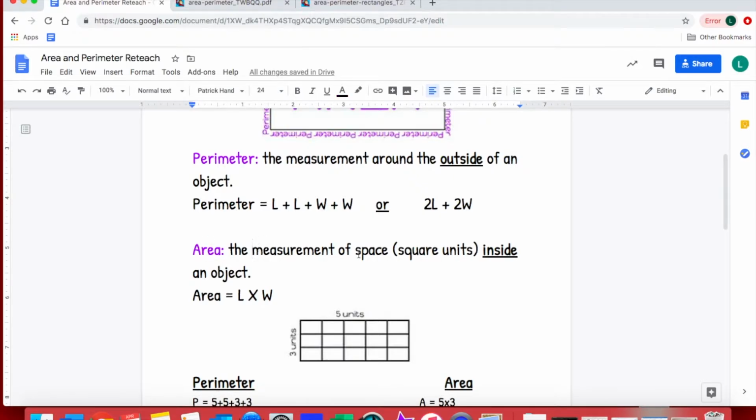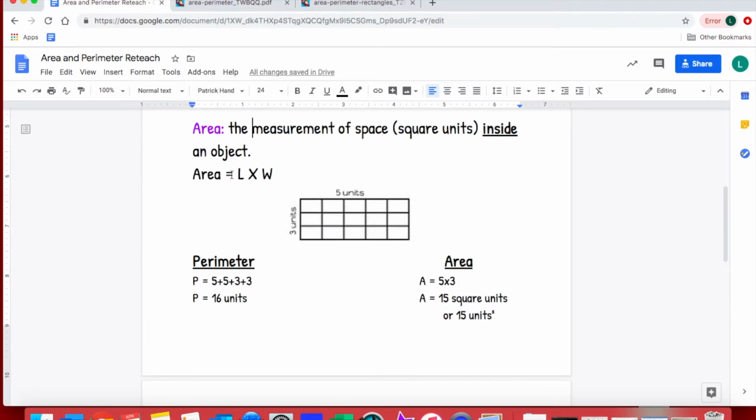Area is the measurement of space, square units, inside of an object. So when we want to find area, we do length times width. If I were to find the perimeter of this rectangle, my equation would be length plus width plus length plus width. So here I'm adding 5 plus 5 plus 3 plus 3 to get 16 units. That is my perimeter. If I didn't have the units labeled here, I would just count the outside: 1, 2, 3, 4, 5, all the way to 16. The area is multiplying 5 times 3. So I'm multiplying the length times the width, which is 15 square units.